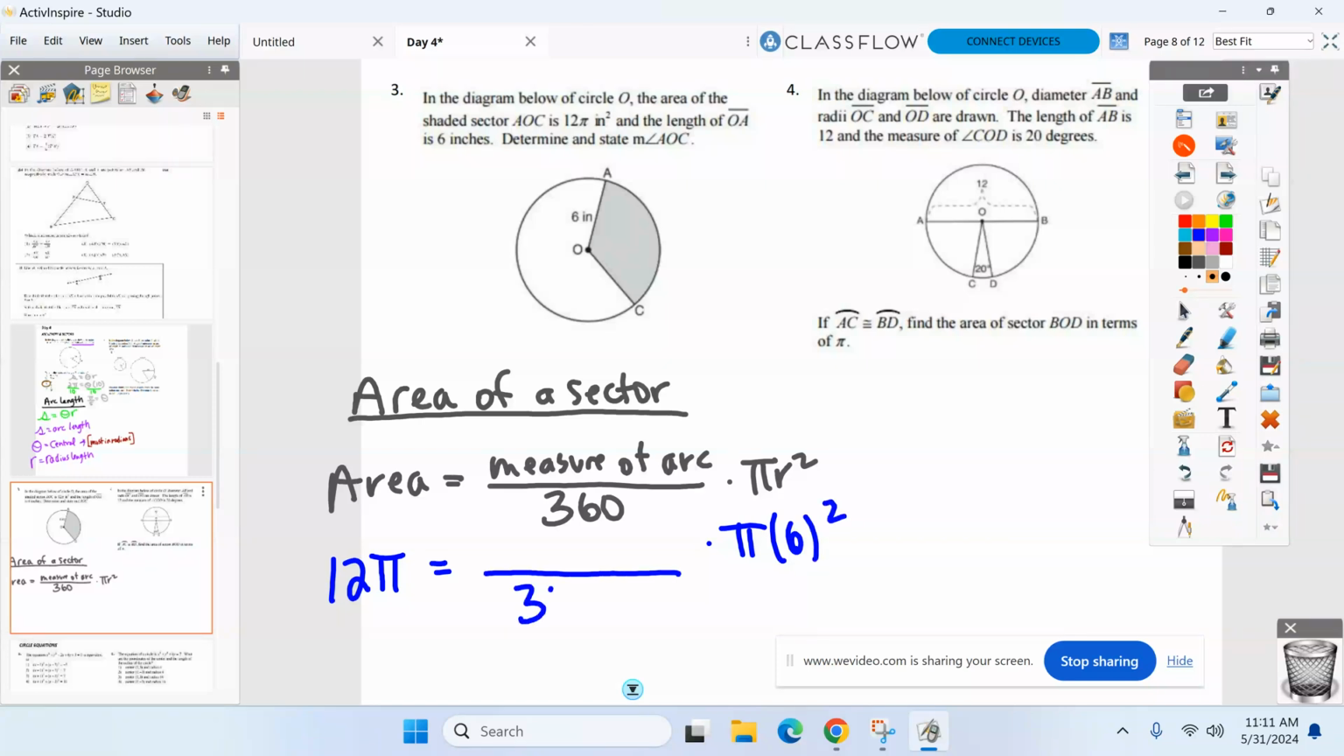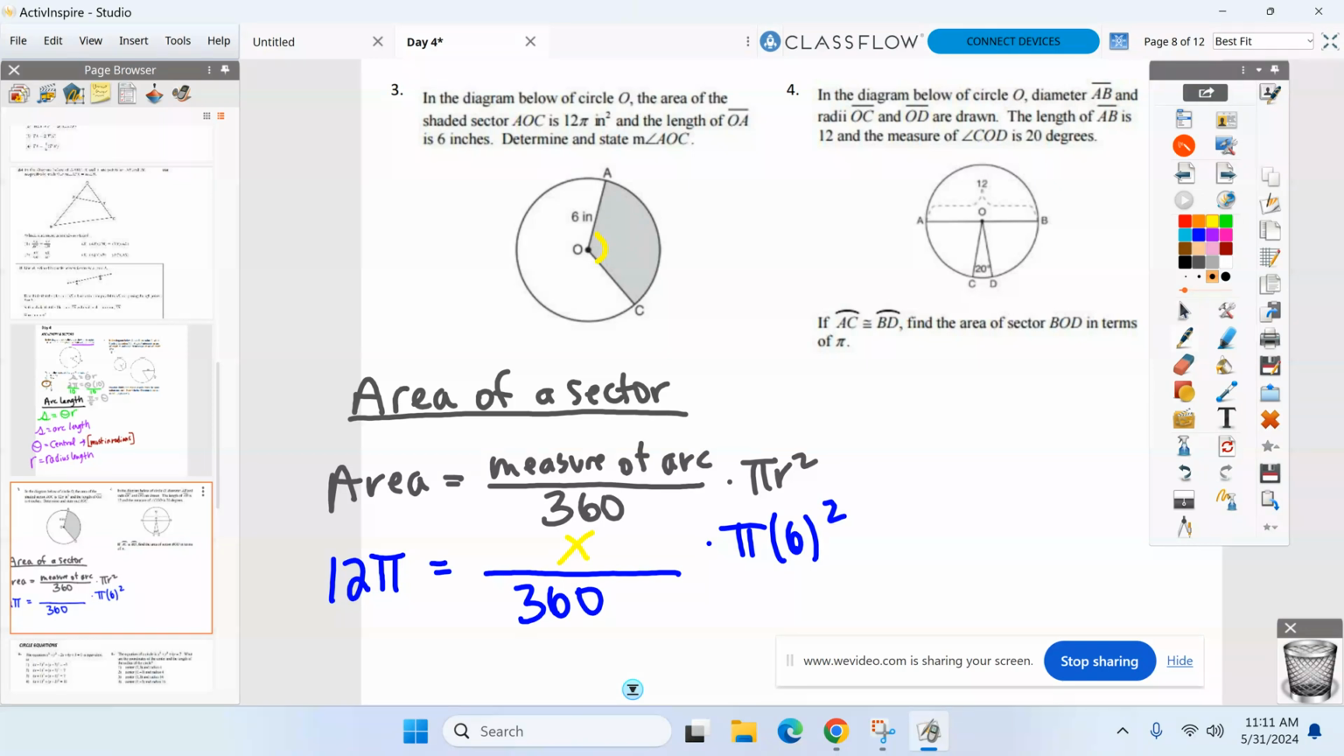So, hey, whoa, wait. The only thing I have left to solve for is the measure of the arc, but it's asking me for angle AOC. Is that going to be a problem if I solve for the measure of the arc? Nope, why not? Because you know a circle fact that says what? Central angle?